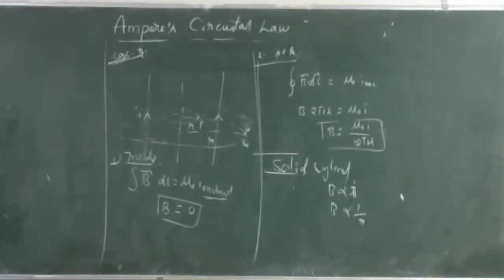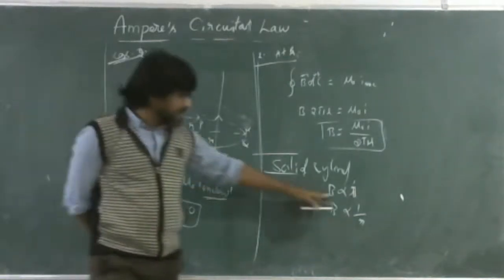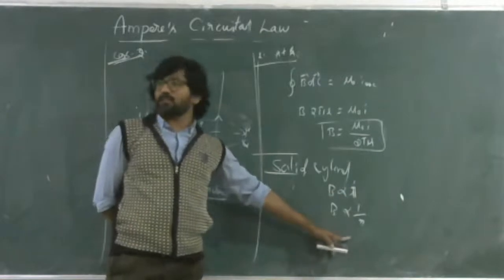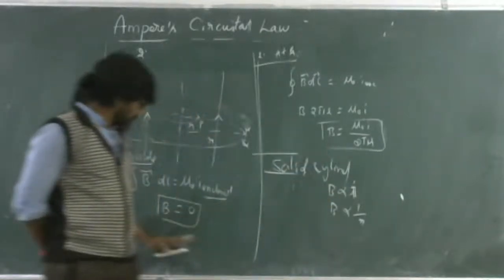In case of a solid conductor, it is directly proportional inside, of course. Outside it is inversely proportional. But in case of a solid cylinder, inside it is directly proportional to r, but outside it is inversely proportional to r. Here, for the hollow cylinder, inside is 0.